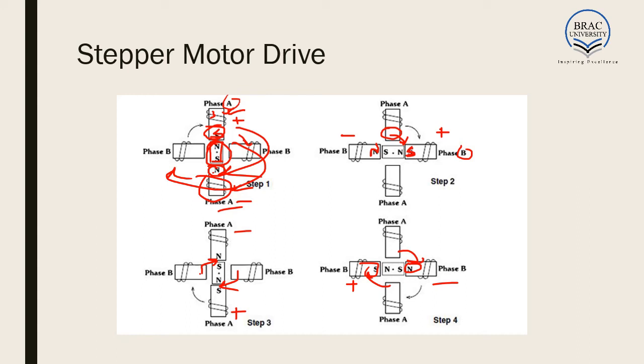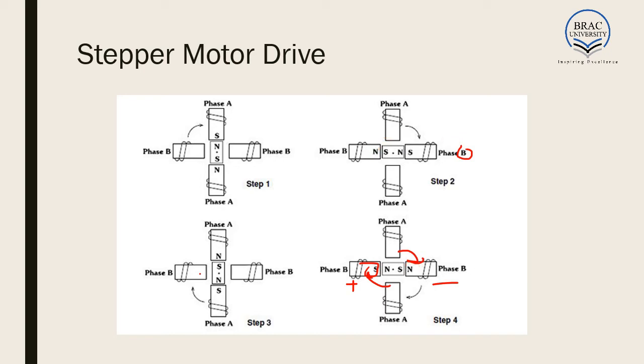Now, if we wanted to rotate the motor in the counterclockwise direction, what would we do? We will just alternate the polarity. At first we had this. In the next step, we will put plus here and minus here. As a result, the motor will get attracted, or rotated, in this direction. In the next stage, we will put plus here, minus here. The motor will rotate in this direction. In the next stage, we will put plus here and minus here. The motor will rotate in this direction.